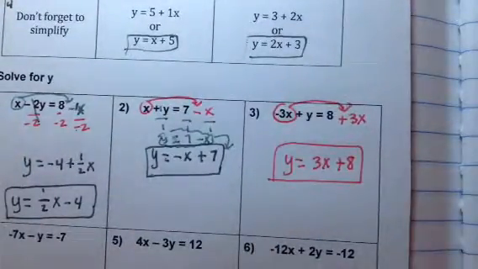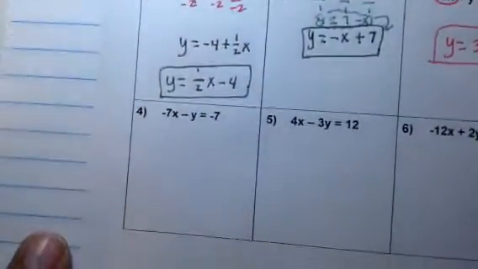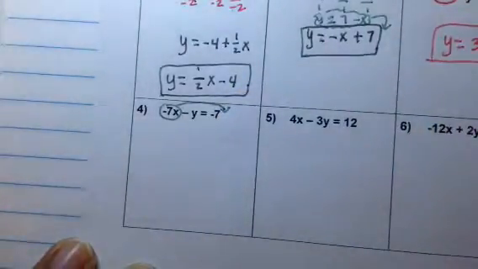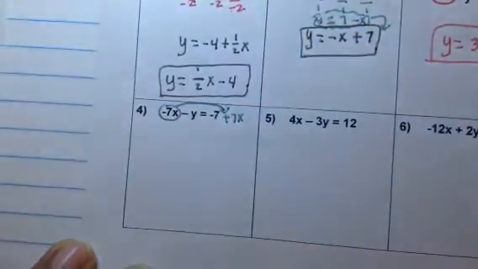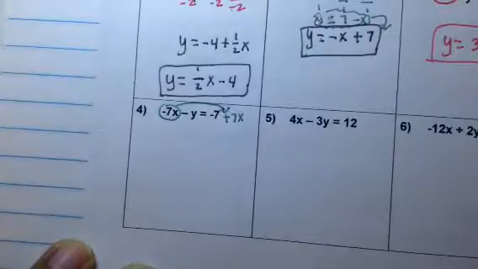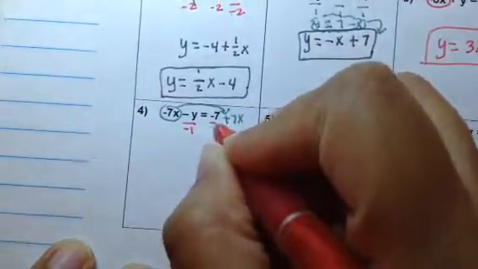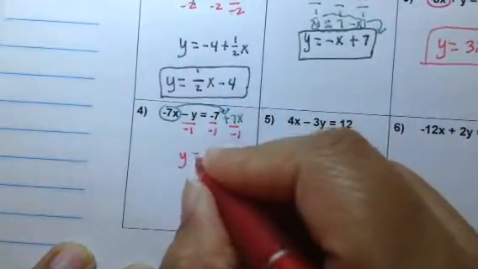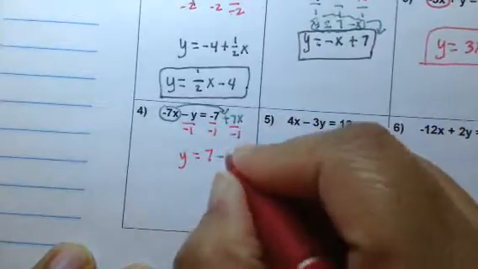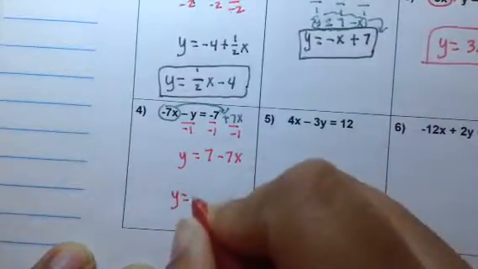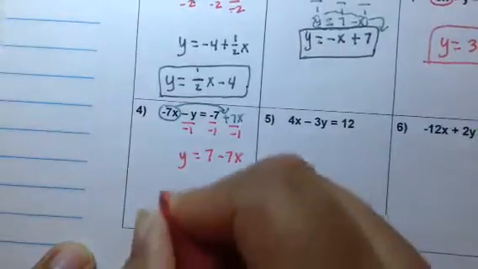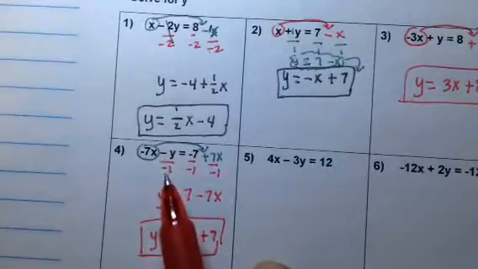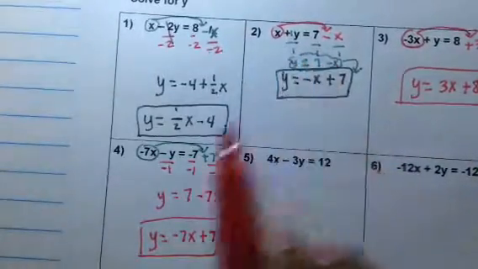Now number 4 is a little bit different because the number in front of y is negative. Okay, still same concept. Circle the x and move it. Change the sign. So this is a positive 7x. Now, I just said that because the sign in front of the y is negative, that means you have to divide it by negative 1. Now, 2 negatives give you a positive. A positive and a negative will leave you with a negative. So we would write our equation y equals negative 7x plus 7. So the key thing on this, I guess you could say, is if it's negative, you have to divide by negative 1. If it's positive 1, then you don't have to divide it.